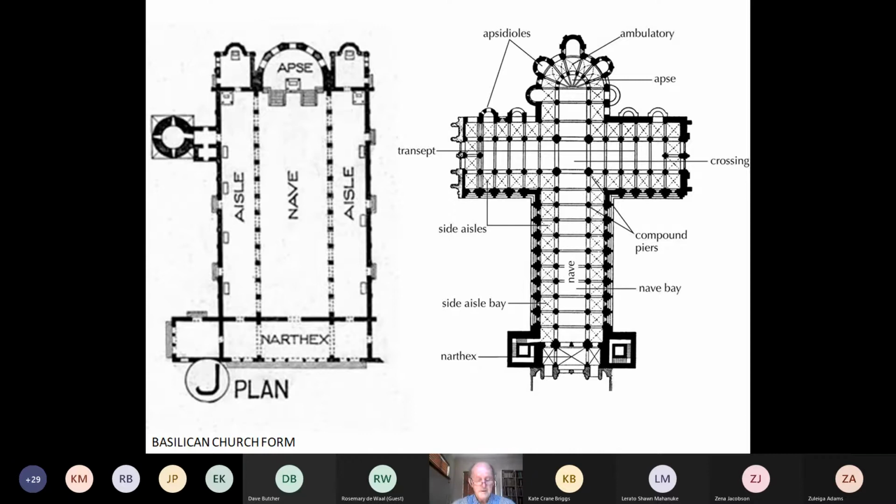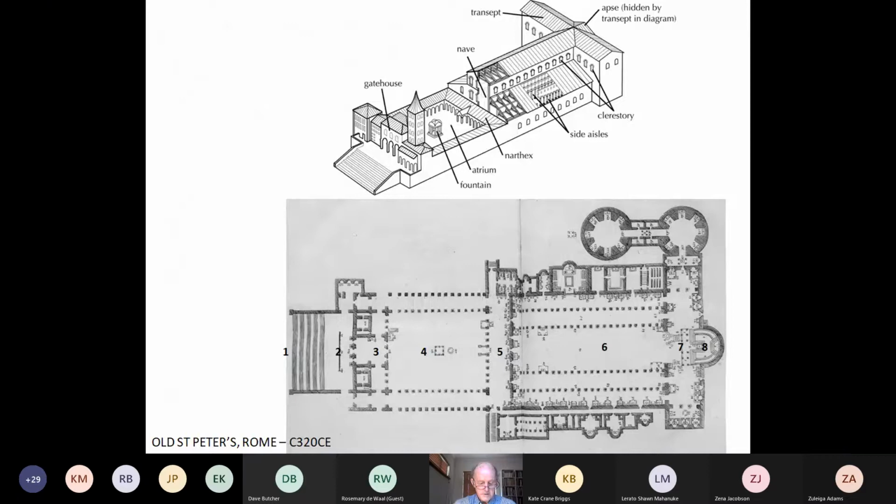However, viewed in a more poetic way, the length worked beautifully as a representation and experience of the journey from the everyday to the holy. And the old St. Peter's in Rome, which was started by Constantine in about 320, was a basilican church with four aisles, and you can see clearly in the plan that there's a sequence of eight distinctive spaces from the street to the altar, starting at number one, a flight of stairs, a landing, a gateway, an atrium, the narthex, that's the porch, the nave, the crossing, and the apse. And the three-dimensional up at the top gives you some picture of how that looks spatially.